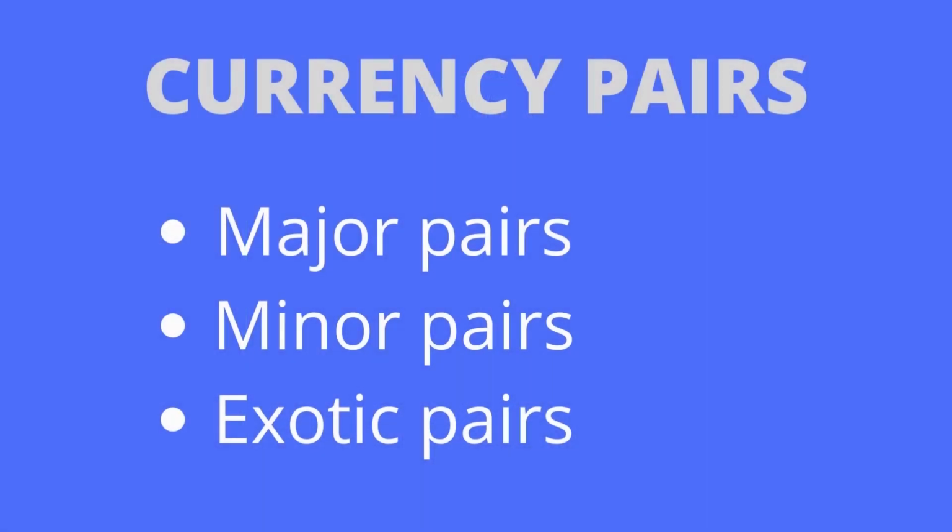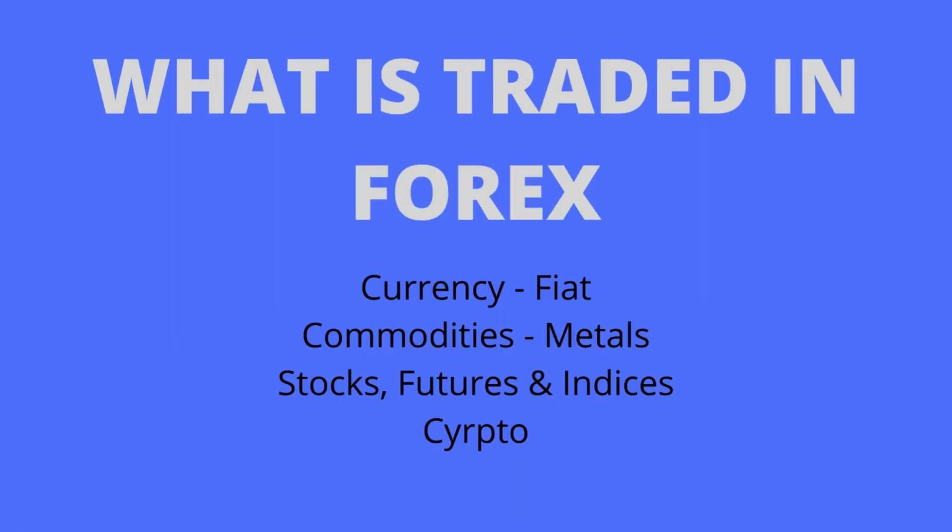In this video, I'm going to cover the currencies that are traded in the Forex market, and these are grouped based on the volume traded. So these currency pairs are major pairs, minor pairs, and exotic pairs. So first of all, the major pairs. Let me just talk about the major currencies.